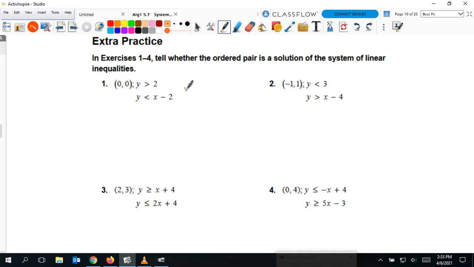I'll go ahead and do a couple here. Actually, I'll do 3 and 4, and you can come back and do 1 and 2. So I'll do 3 and 4 here, and then you can do 1 and 2.